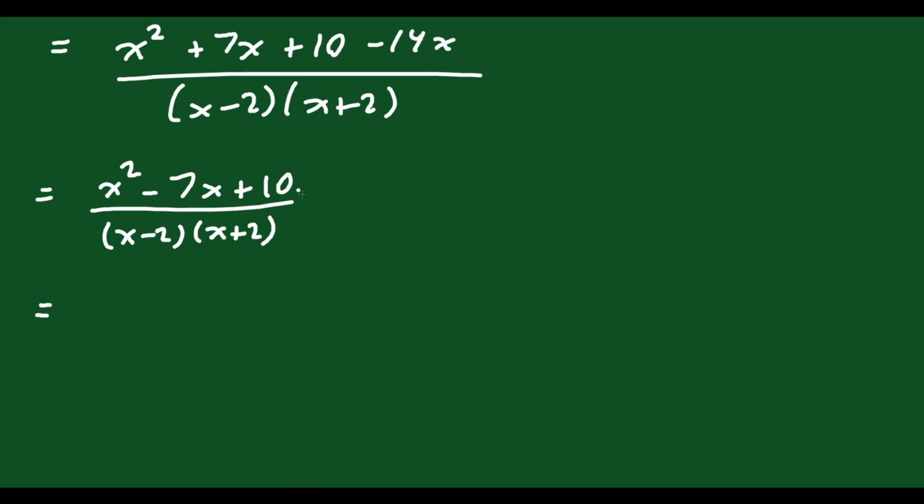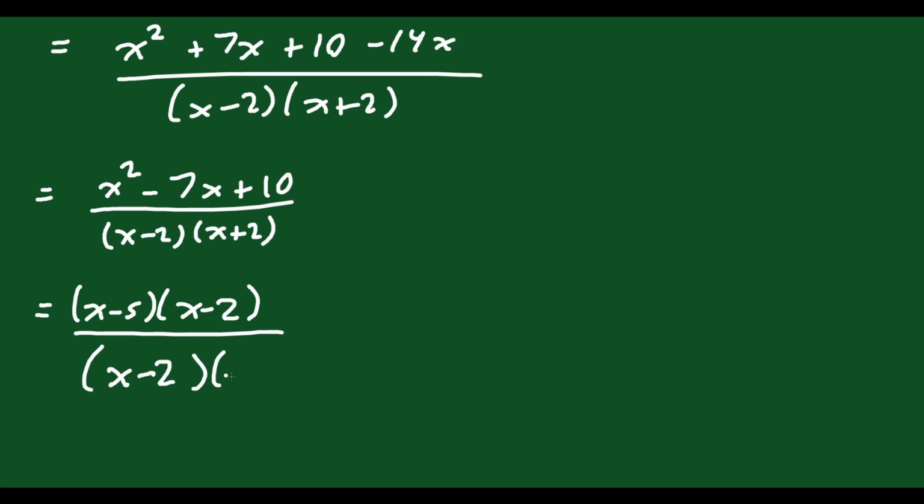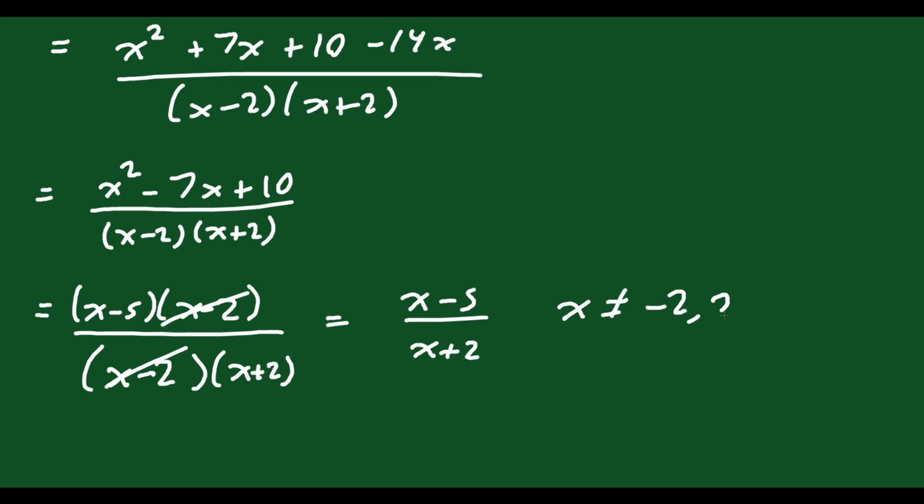Your numerator: what multiplies to 10 and adds to negative 7? I think negative 5 and negative 2, right? So you could have (x − 5)(x − 2) all over (x − 2)(x + 2). The (x − 2)s will cancel, and you're left with (x − 5)/(x + 2) as your final answer. You just have to state your restrictions. x cannot be negative 2 or positive 2.